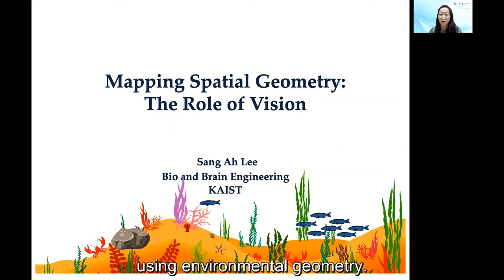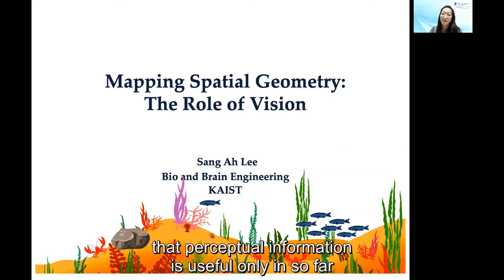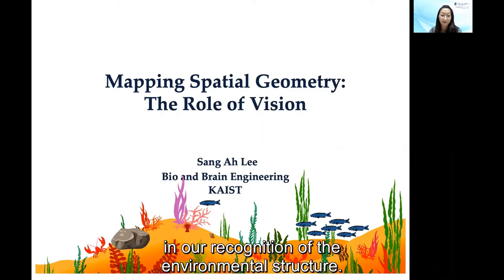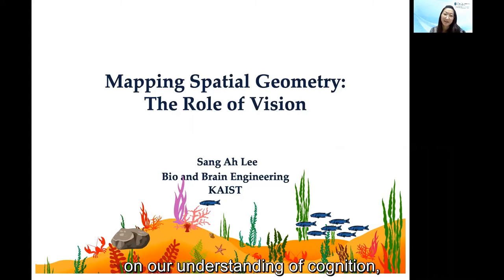I'll be continuing the session today by discussing the nature of the input representations to navigation and spatial memory using environmental geometry. The logic that I will be following is that perceptual information is useful only insofar as it guides behavior, and it wouldn't be surprising at all. In fact, we would expect vision to play a major role in our recognition of the environmental structure. But in order to get some real traction on our understanding of cognition, it's crucial that we look more specifically at the nature of the representations and the computations that can explain at the neurocognitive level how and why we think and behave the way we do when we navigate.